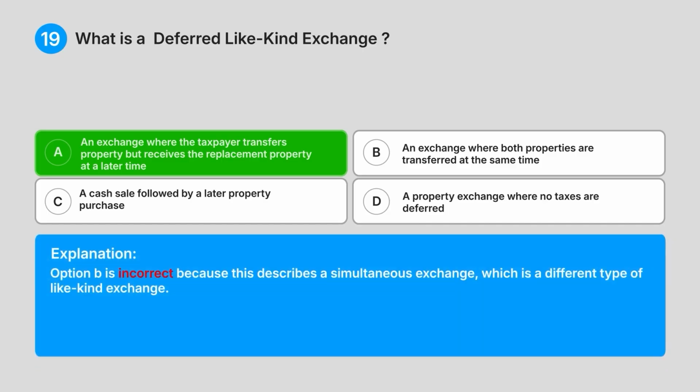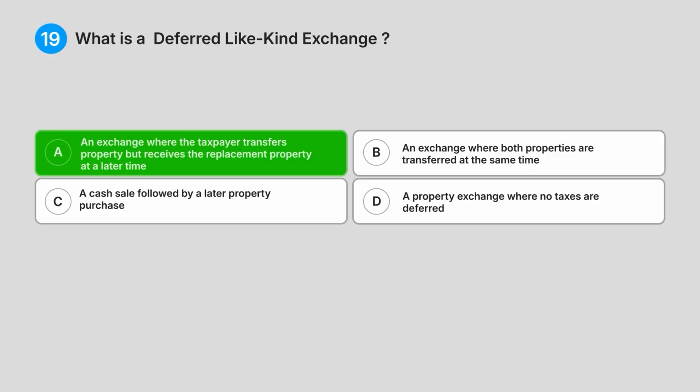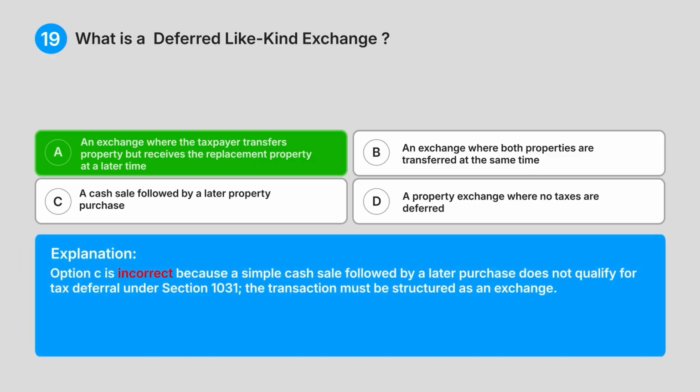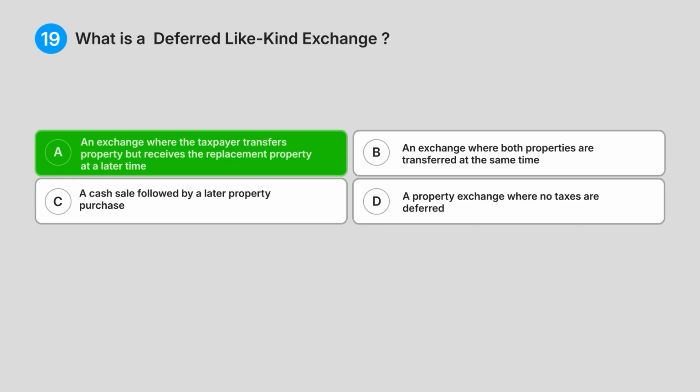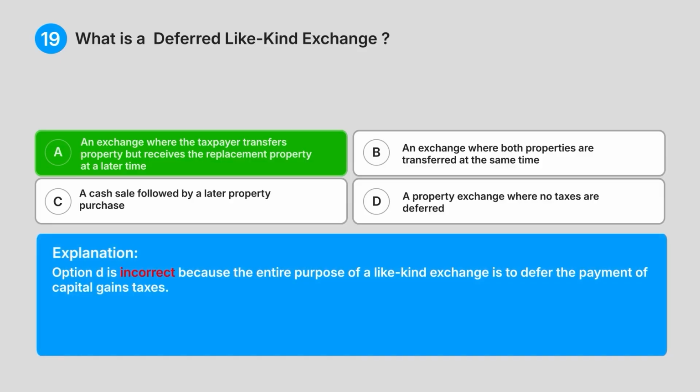Option B is incorrect because this describes a simultaneous exchange, which is a different type of like-kind exchange. Option C is incorrect because a simple cash sale, followed by a later purchase, does not qualify for tax deferral under Section 1031. The transaction must be structured as an exchange. Option D is incorrect because the entire purpose of a like-kind exchange is to defer the payment of capital gains taxes.